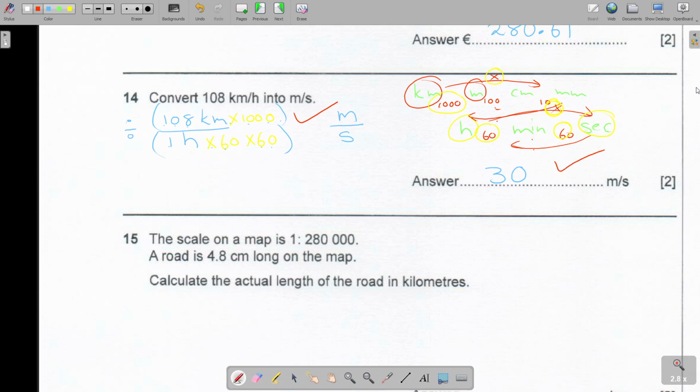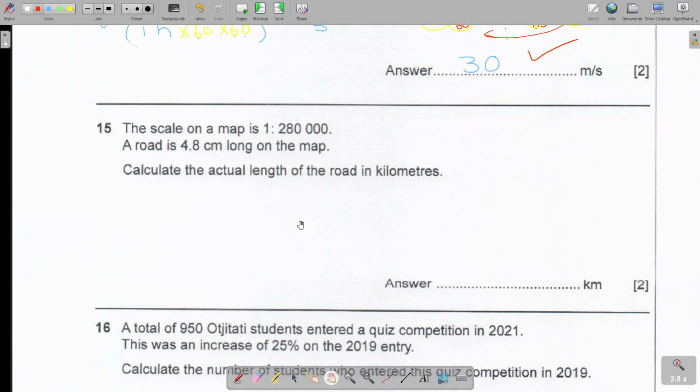Okay, and then this one. This you use a lot in geography. So a scale on a map is 1 to 280,000. The road is 4.8 centimeters long on the map. Calculate the actual length of the road in kilometers. We're again going to use that direct proportion. And I think I wanted to show you that.